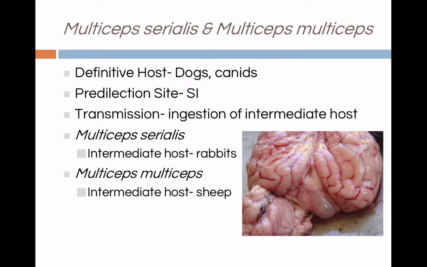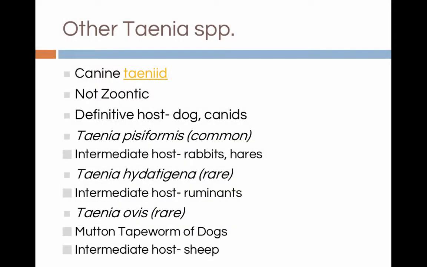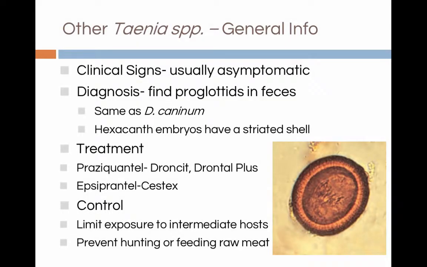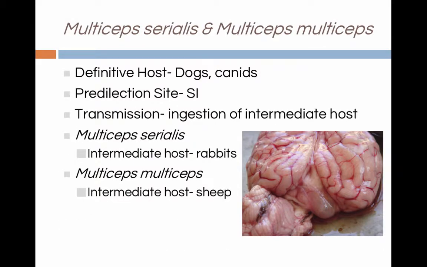I know that Multiceps serialis with a dog, and the rabbit as the intermediate host, may make you think of Taenia pisciformis. Yikes, right? It's the same thing. They both have the rabbit as an intermediate host. So maybe I wouldn't ask that question because it would be too confusing, but you need to be aware of both of those. Okay, multiceps is going to have a sheep as the intermediate host.